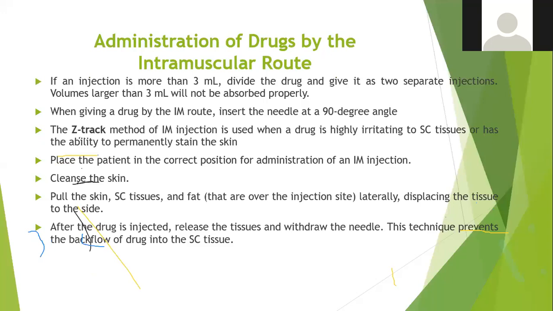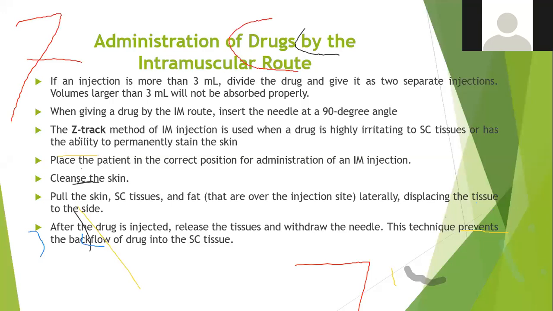Administration of drugs by the intramuscular route. If an injection is more than 3 ml, you have to divide the drug. Many nurses, you see them giving an IM injection of a 5 ml drug. This is not right. Anytime your injection is more than 3 ml, you have to divide this drug into separate injections, because a volume larger than 3 ml will not be absorbed properly.